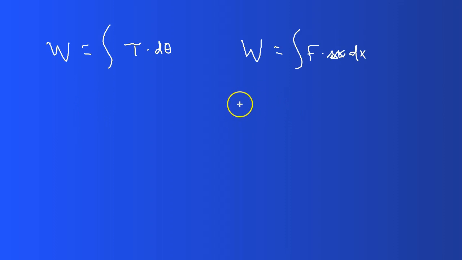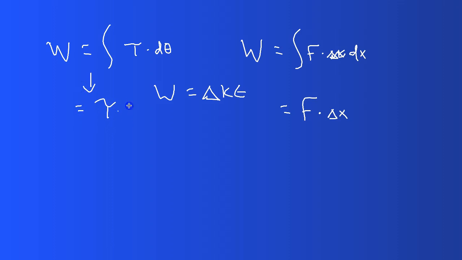And so here, work is also equal to, in both cases, the change in kinetic energy. And remember, we have both rotational and linear kinetic energy. With work, if it's a uniform force, then we don't have to integrate, we just multiply the force times the displacement. And the same thing here, if it's a uniform torque, we multiply the torque times the angular displacement.